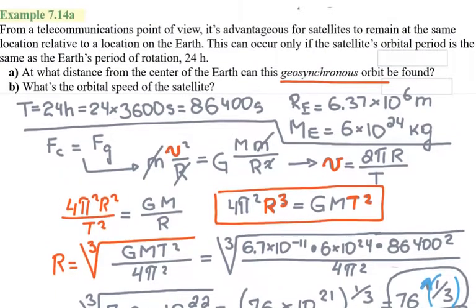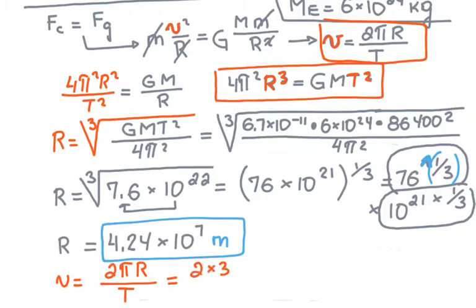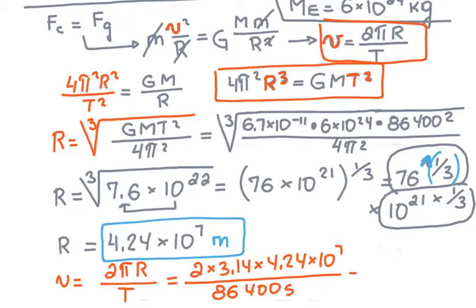And then for the next question, they ask you what is the orbital speed of the satellite. So I can use the velocity expression that I found earlier to calculate that. The velocity is equal to 2 pi times the r I just found over the t, and time is 24 hours or 86,400 seconds. So I have 2, 3.14, the radius I found, 4.24 × 10^7, and the time in seconds, 24 hours, is 86,400 seconds.